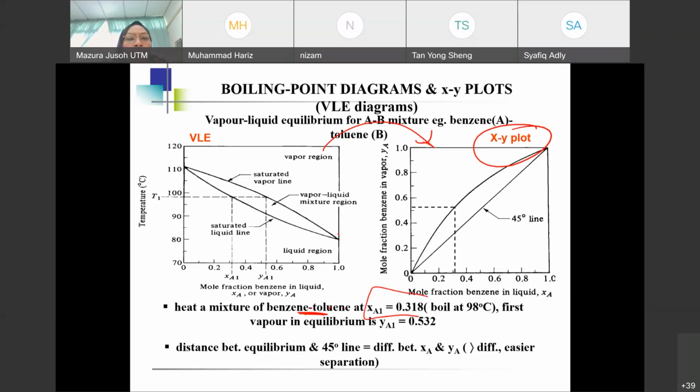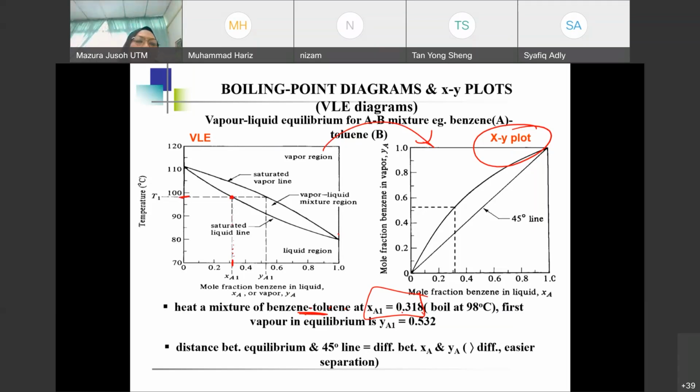Now you heat the benzene and toluene mixture, and this is the original composition before you heat it up. Okay, so it's having 0.318 mole fraction of benzene. So when you heat it up here in the liquid, the XA1, or the initial composition, is 0.318. So you increase the temperature until it reaches this temperature. You will have the first vapor formed. You will see the first vapor.